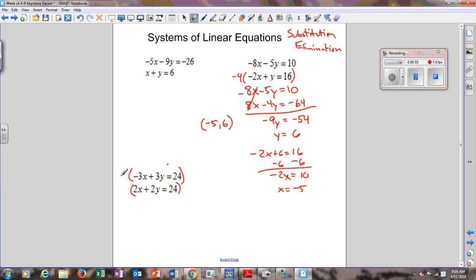It should be 6. So in order to get negative 6 up here, I would multiply this by 2. In order to get a positive 6 down here, I would multiply by 3. So that's going to give us negative 6x plus 6y equals 2 times 24, which is 48. Then on the bottom, it's positive 6x plus 6y equals, and then it's 24 times 3, which would be 72.